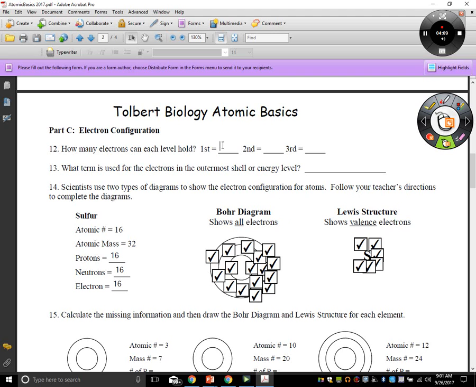The first energy level can hold 2 electrons. The second energy level can hold 8 electrons. The third energy level can hold 8. These are called valence electrons. That is it for this particular one. No, there is more to this recording. Let me go ahead and clear out this form first.